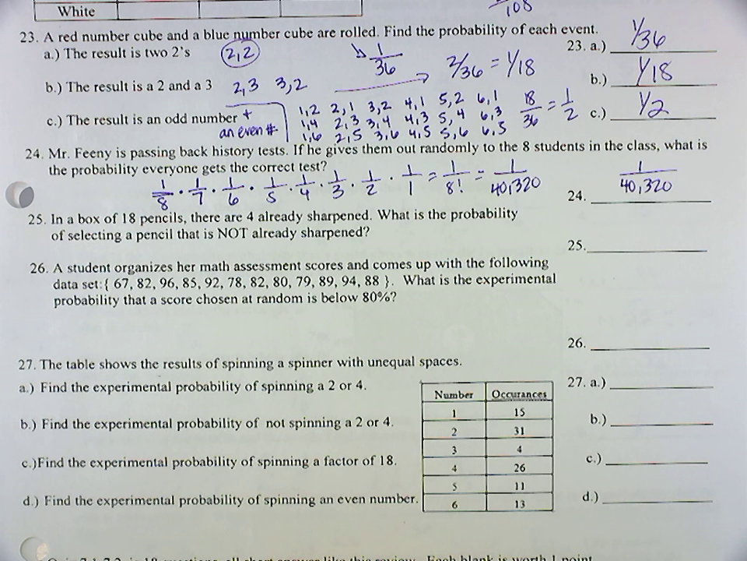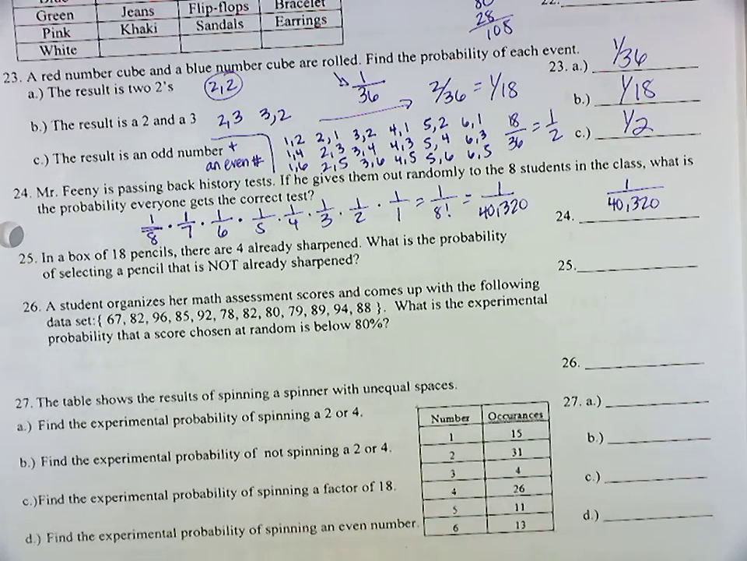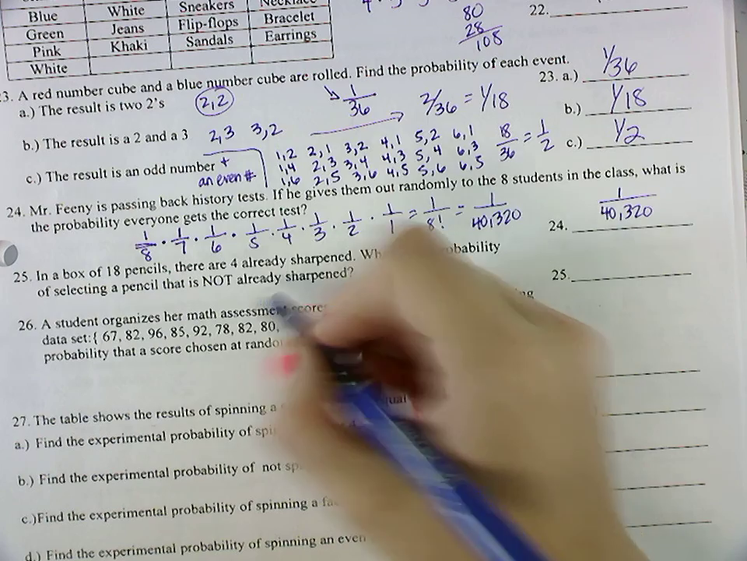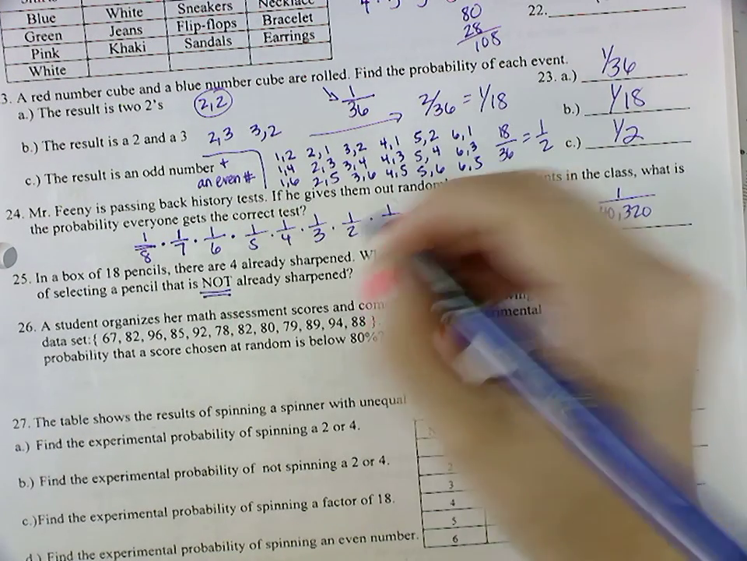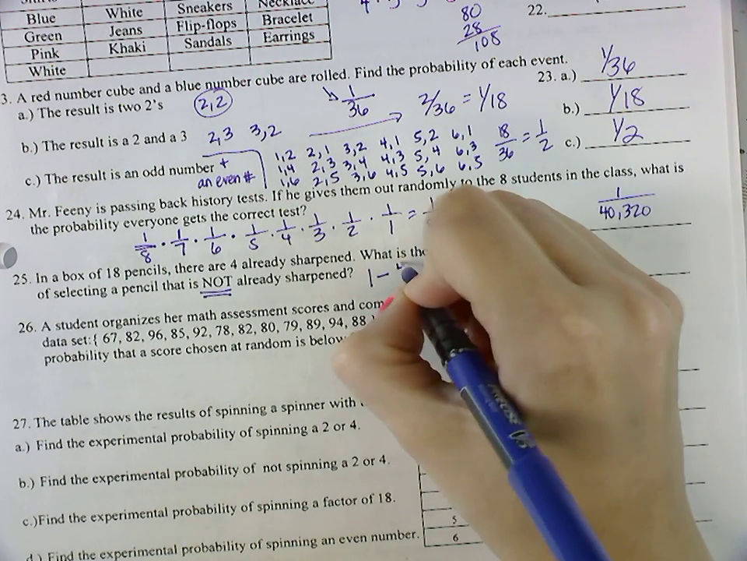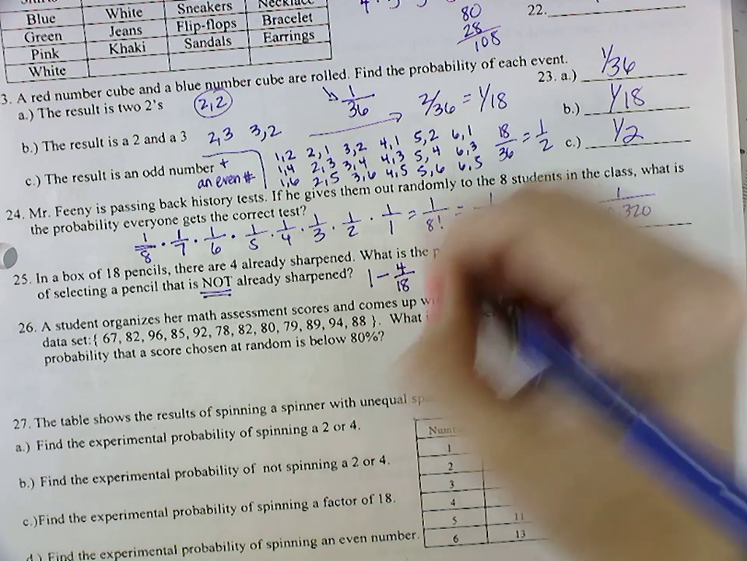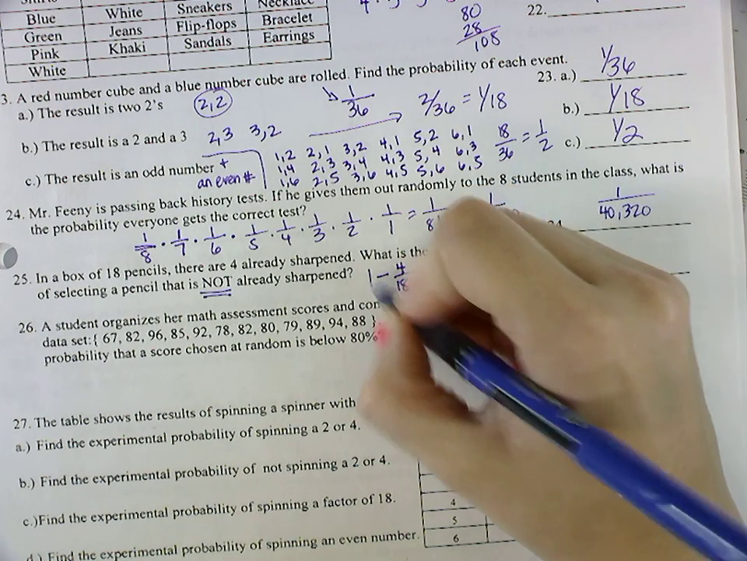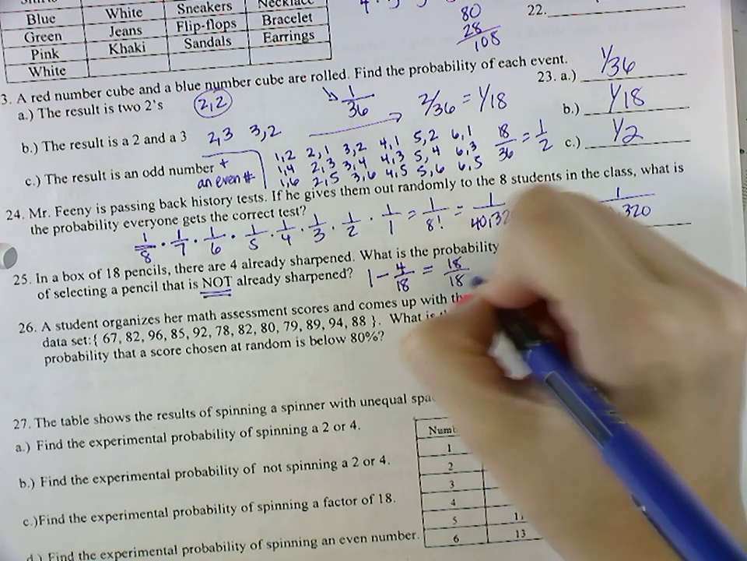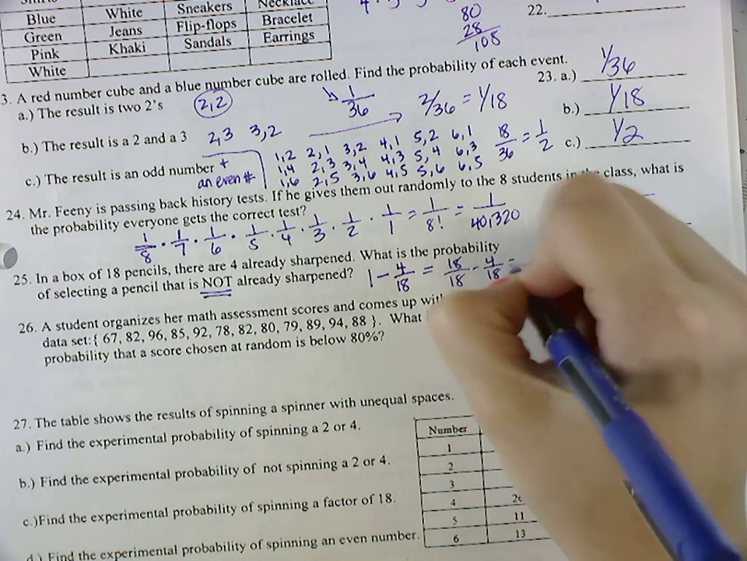All right, for 25, in a box of 18 pencils, there are 4 already sharpened. What's the probability of selecting a pencil that is not already sharpened? Well, if 4 are sharpened out of the 18, because we're doing the not already sharpened, we can use the complement. So 1 minus 4 out of 18, because 1 represents 100%. So this would be like 18 over 18 minus 4 over 18, which would be 14 over 18.